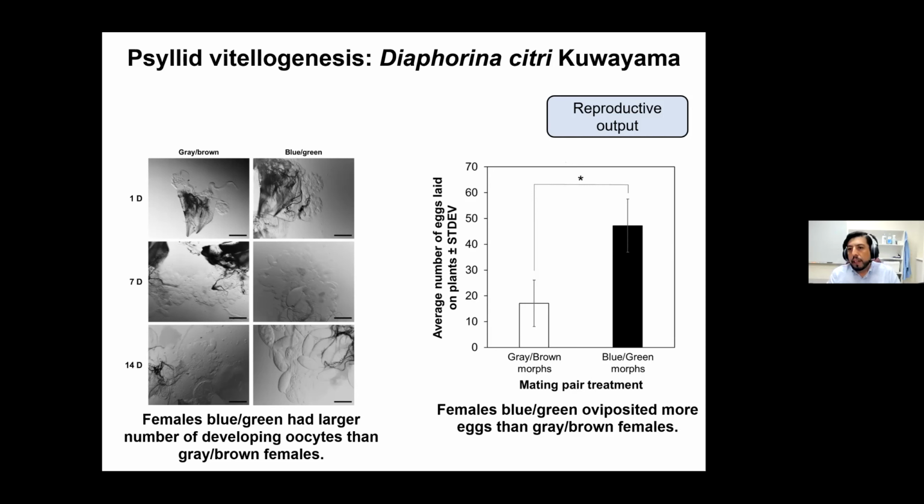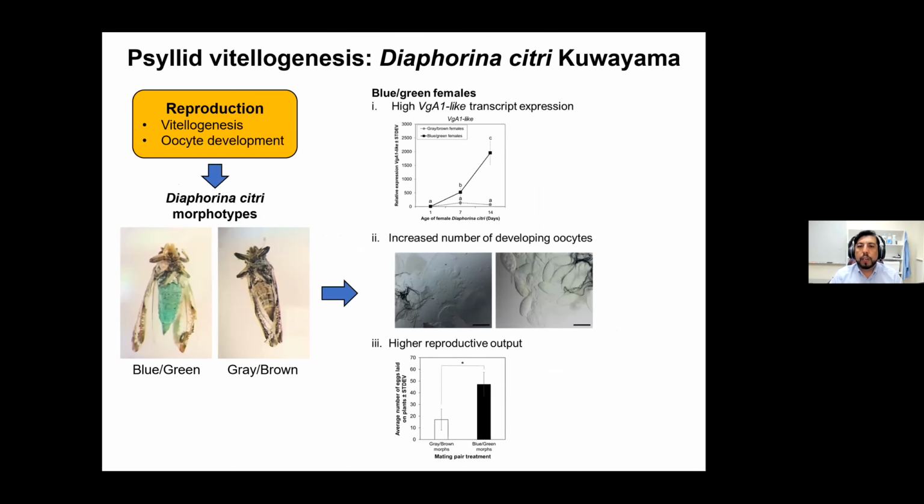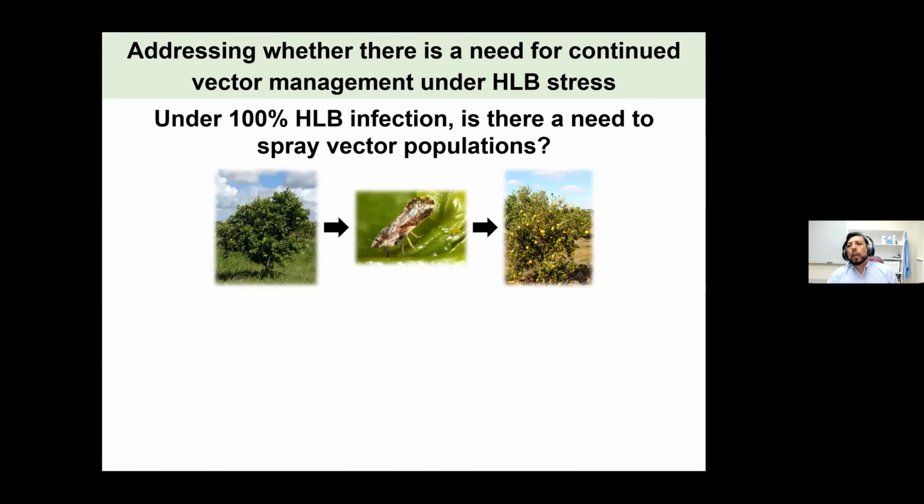This is just another plot showing that the green and blue insects have a higher number of eggs, and also a higher number of mature oocytes. So this is what we found in these two morphotypes, and this is the summary. High expression of vitellogenin in green females. They have an increased number of developing oocytes, and also a higher reproductive output. So as soon as they develop mature oocytes, they are laying the eggs. This was the part I did with the insects.